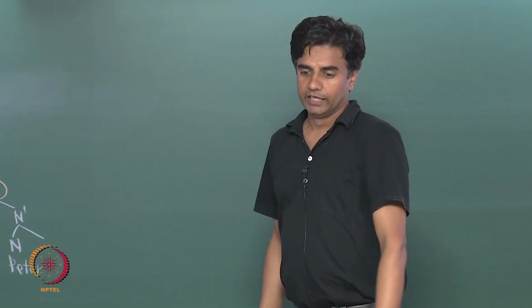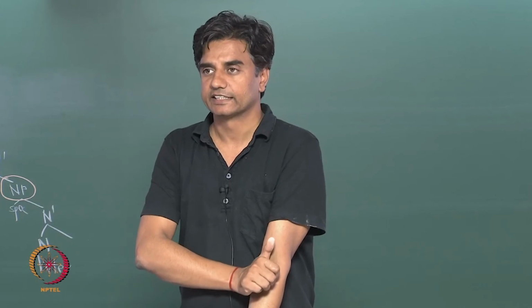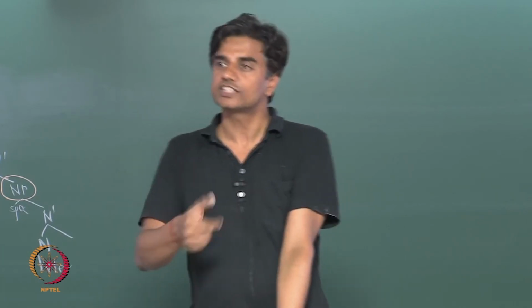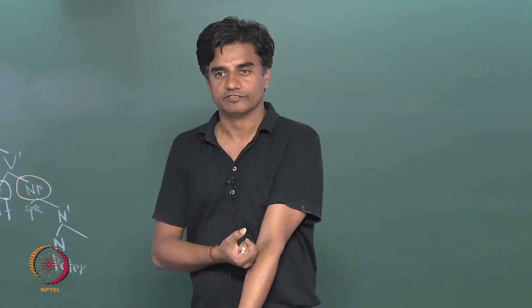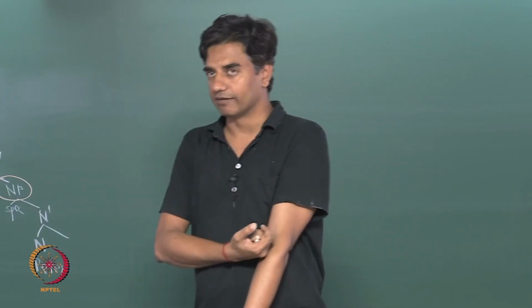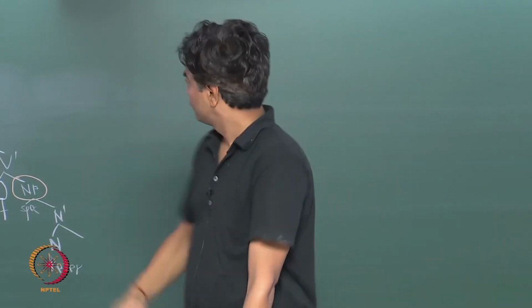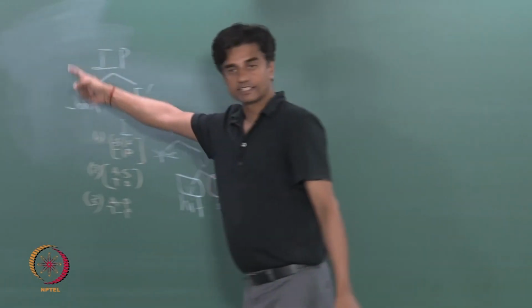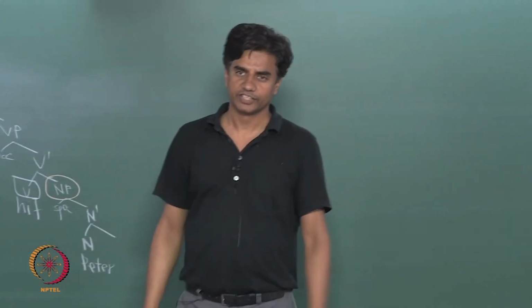Now, with that, we are coming to more of structural relations. We are coming to a discussion on case. And with these structural relations, with these terms, we will talk about case. So these are the terms we need to understand: precedence and dominance, government, C command and M command. These are the few terms which we need to understand with respect to a structure.